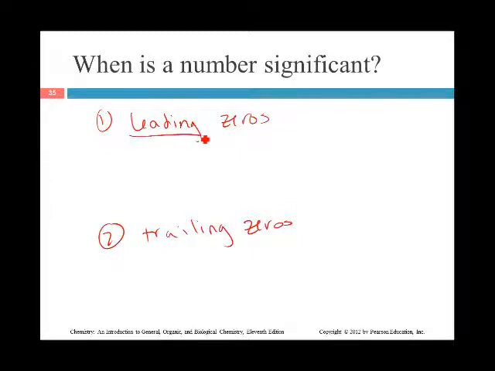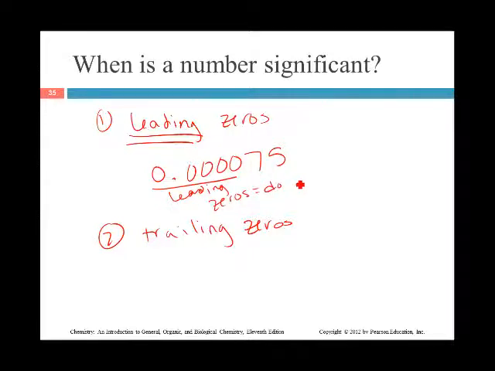So leading zeros, as the word implies, are leading up to a non-zero number. So all these zeros are leading zeros. And they do not count for significant figures. Therefore, there's only 2 significant figures here.